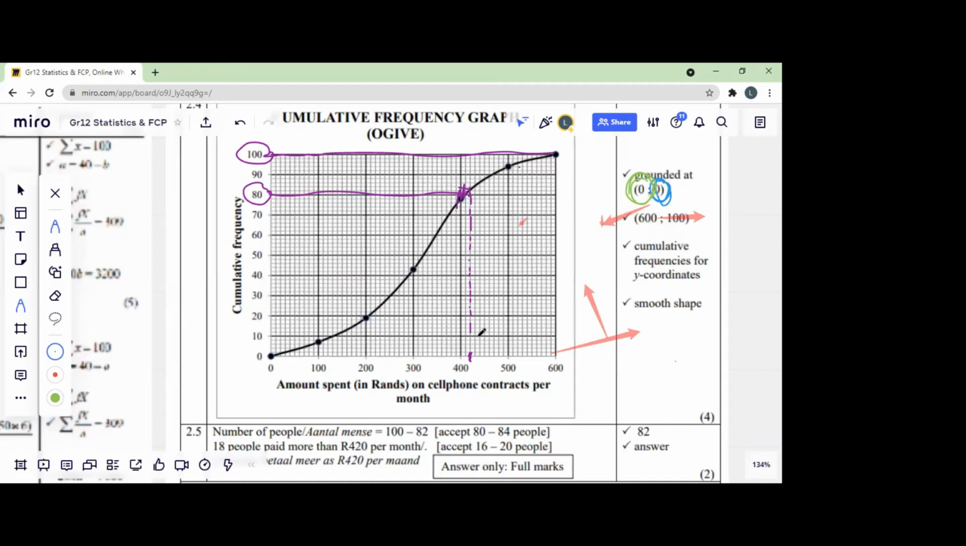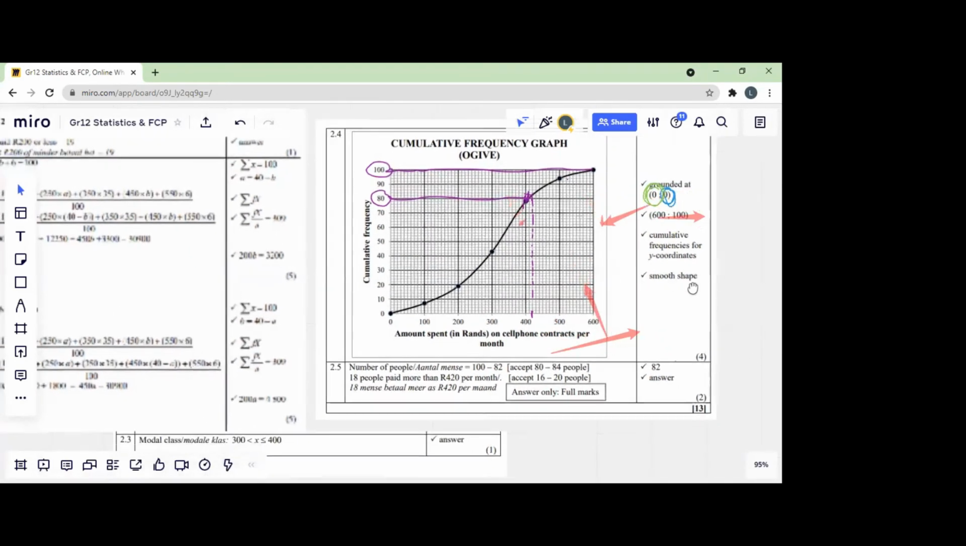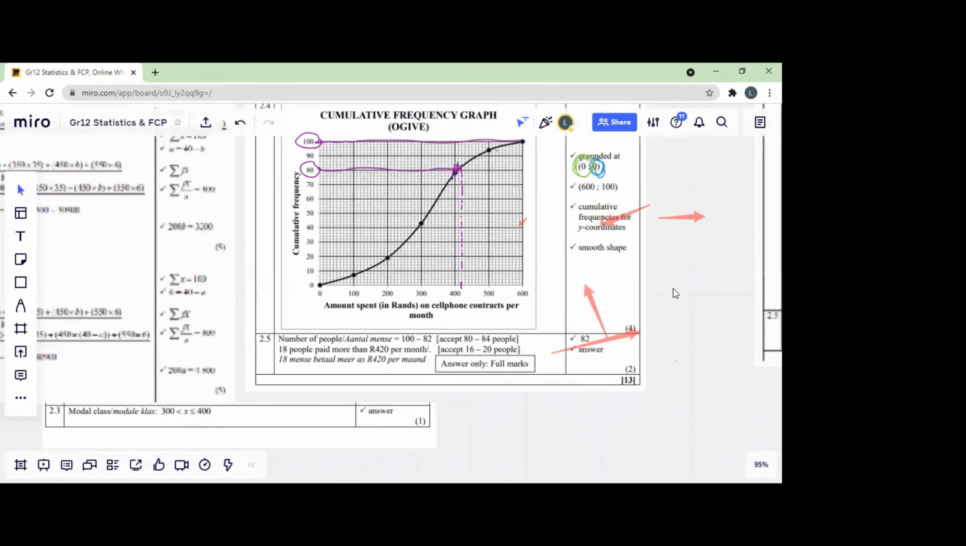As you can see, when they get you to read off your graph, they are lenient to a certain degree. They would accept anywhere between 80 and 84. So roughly 18 people paid more. You'd be subtracting the 82 from the 100, and then you'd get a mark for your answer. Let me just look at the chat. Okay, everybody's thumbs up. Is that making sense, Matrix? All good. Any questions?